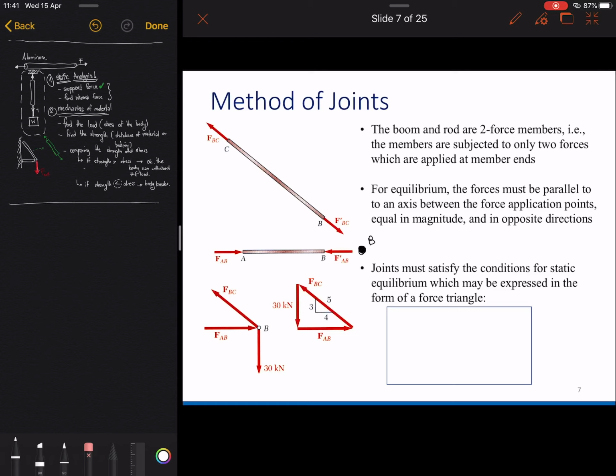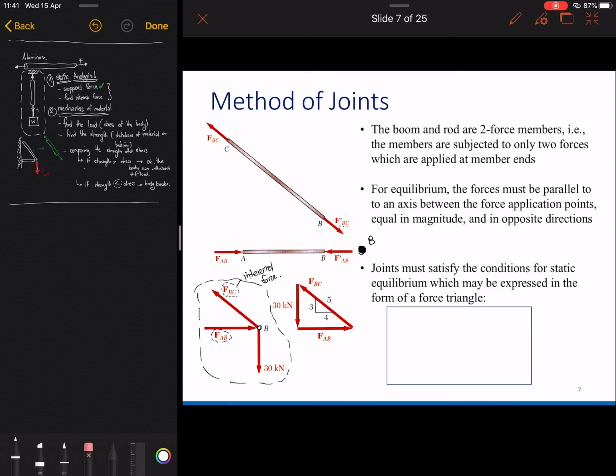That's why you can see here that the directions of the force here are in the opposite side. And here is the force which is applied on the joint B. And what do we have to find here? We have to find the magnitude of FBC and FAB here, because here is the internal force.